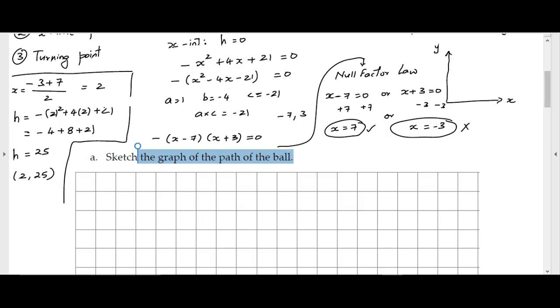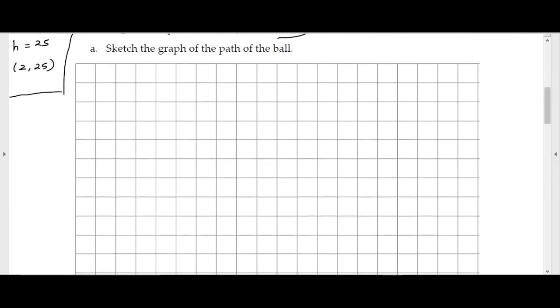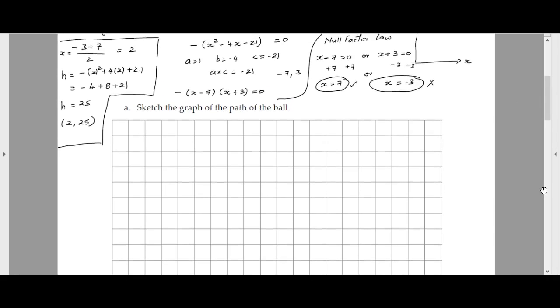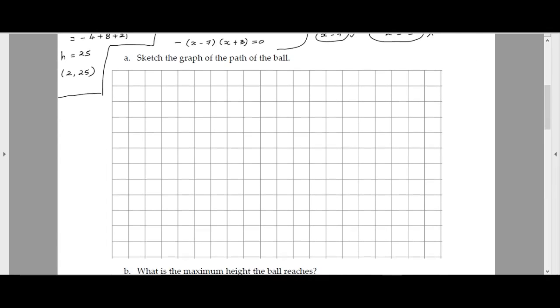Okie dokie, with that information, we can now proceed to sketch this quadratic function. So as we note in this scenario, my y-intercept is 0, 21. So let's note down the points here. I've got 0, 21. My x-intercept, the one that we can accept in this scenario, is 7, 0. And my turning point is going to be 2, 25.